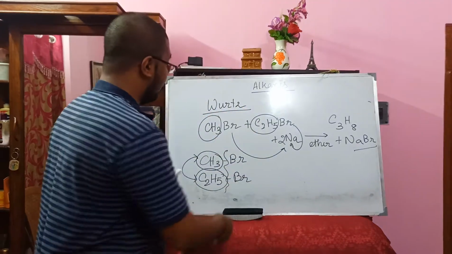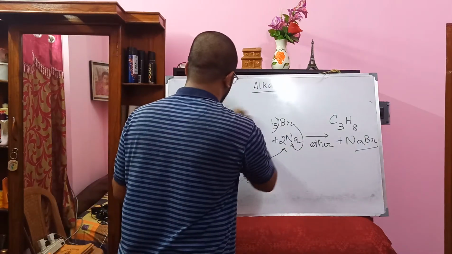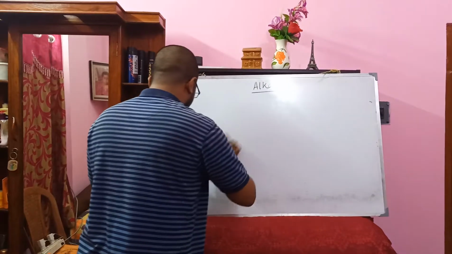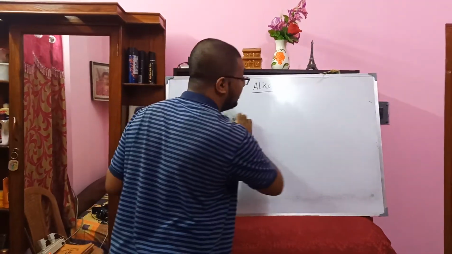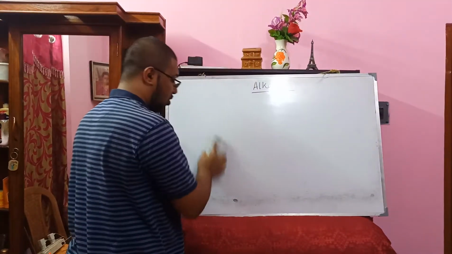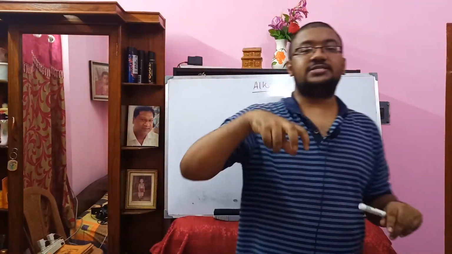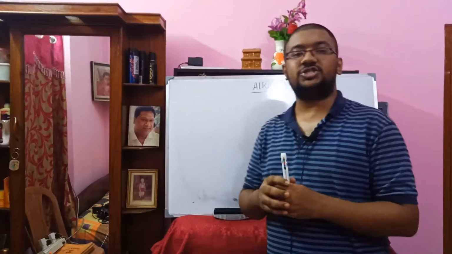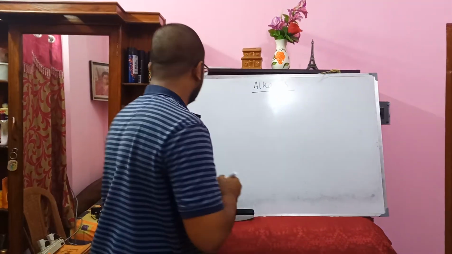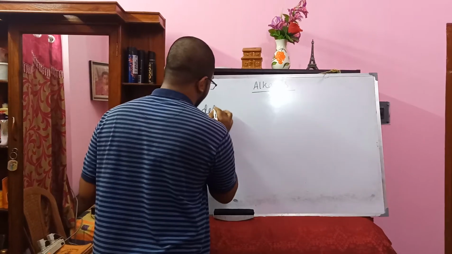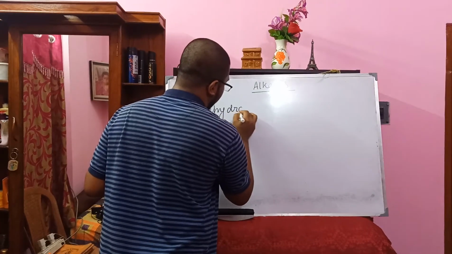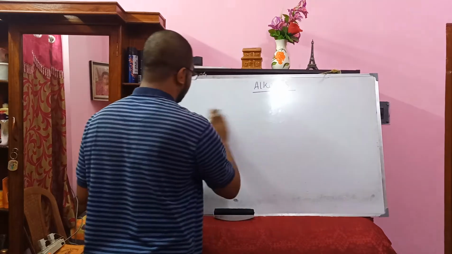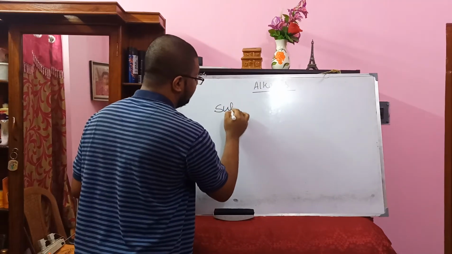Now we will discuss the chemical reactions of alkane. Today we will be discussing only one reaction, the dehydrohalogenation reaction. Try to understand. But this is not about that, this is about substitution reactions.